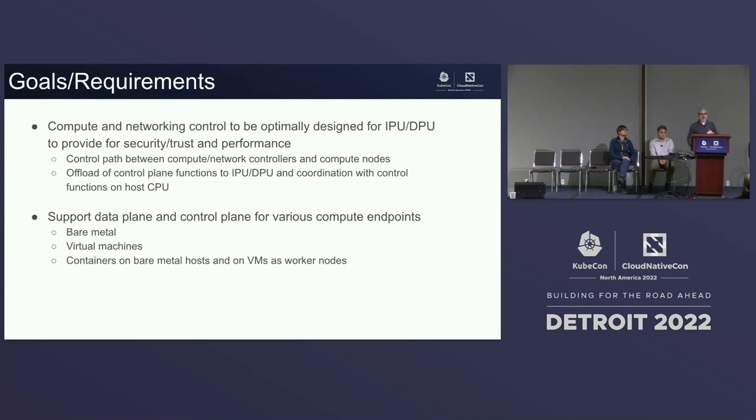to be able to support the IPU DPU for multiple compute endpoints that could include bare metal, since there are many applications that run on bare metal. Also to support compute endpoints that could be virtual machines, and there are many such applications, or to support pods or container endpoints that could be running on worker nodes that could be either bare metal or VMs. That's the scope of this.